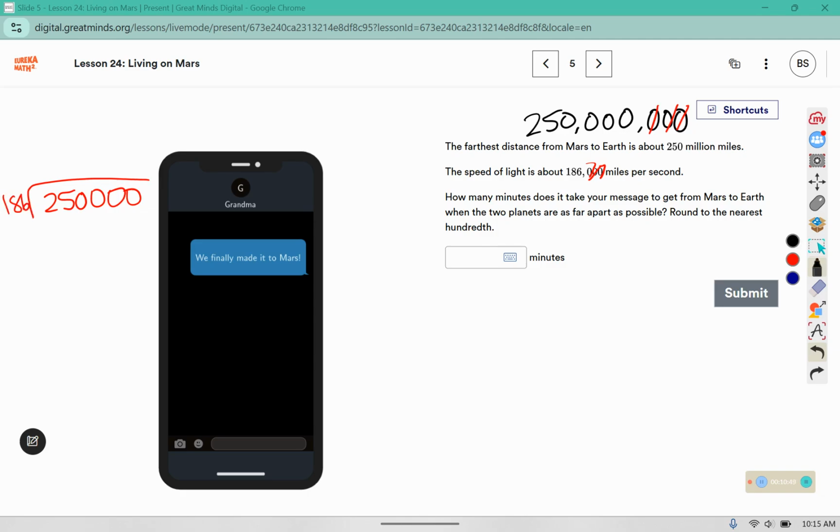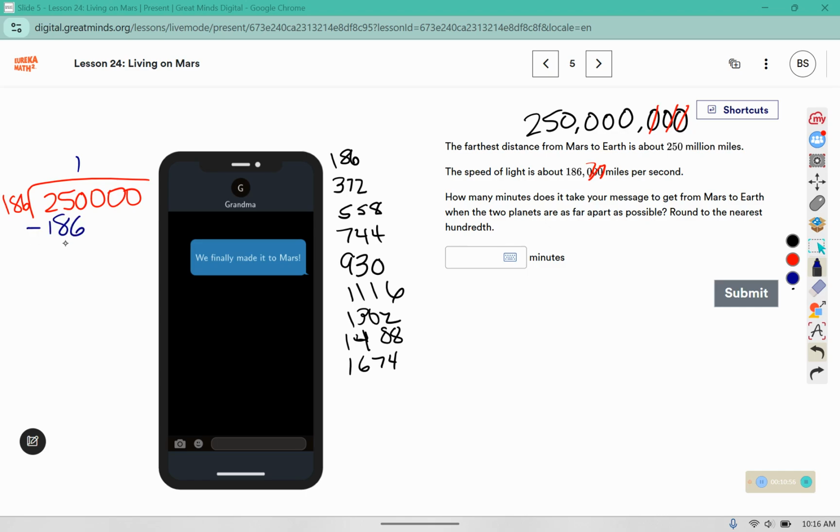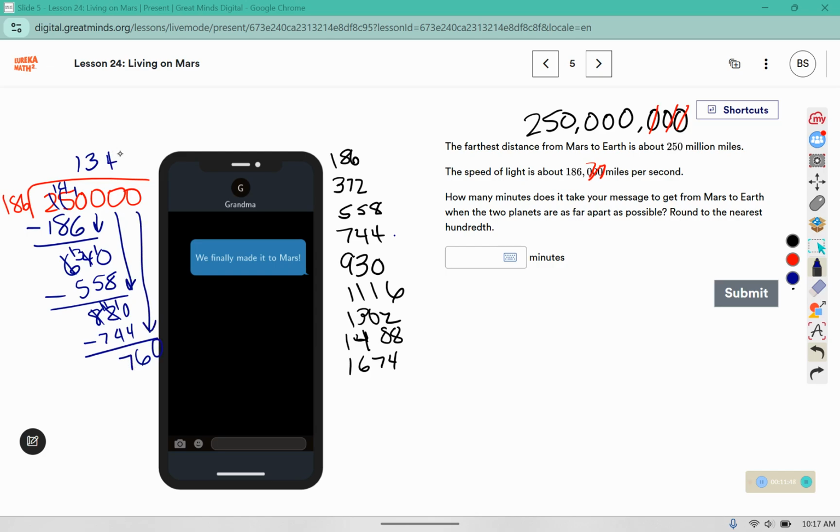All right, so with that list of the multiples of 186, it can fit into 250 one time. It can fit into 640 3 times. 13 minus 5 is 8. It fits into 820 4 times. 11 minus 4 is 7. Fits into 764 times.